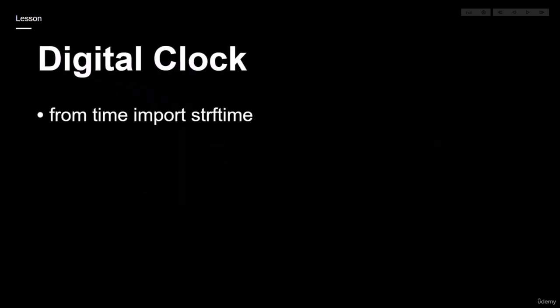For creating digital clock using Python programming language and for displaying the current date and time, we need to use the time module first. So we are gonna import a function from that module only. That function is called strftime to display or to represent the current date and time using the time module to display the current date in our digital clock.